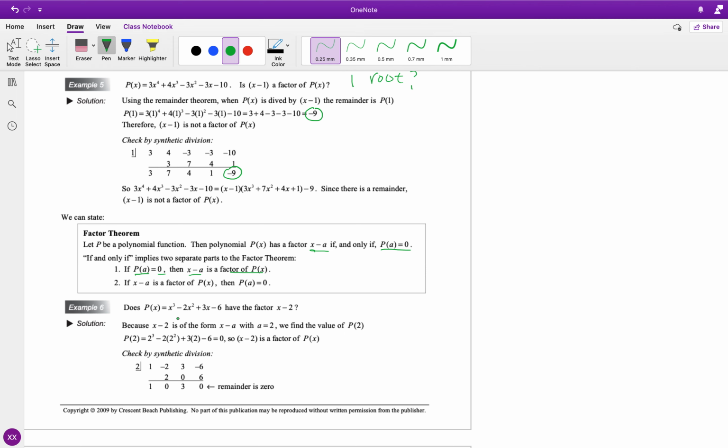Okay, so now one more, again and again is a little too repetitive. So then bring this 2 into the polynomial function, and yes, the remainder is 0, and that's yes, x minus 2 is a factor.